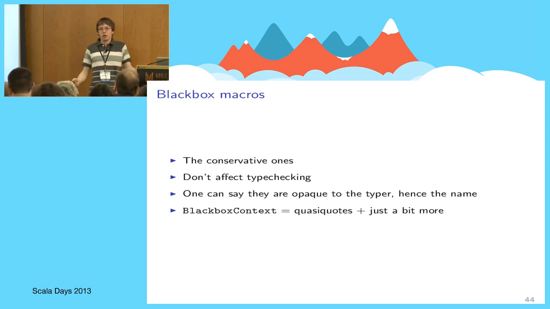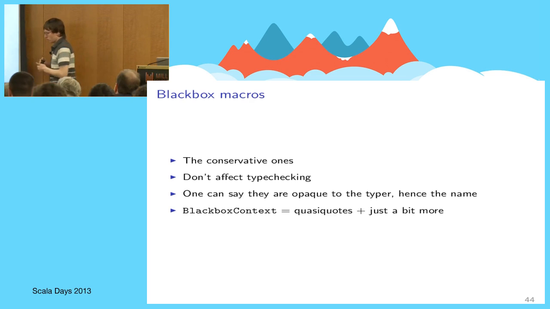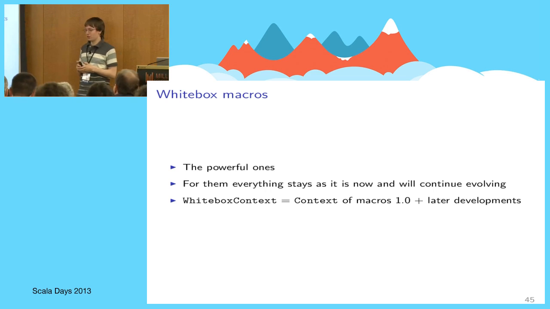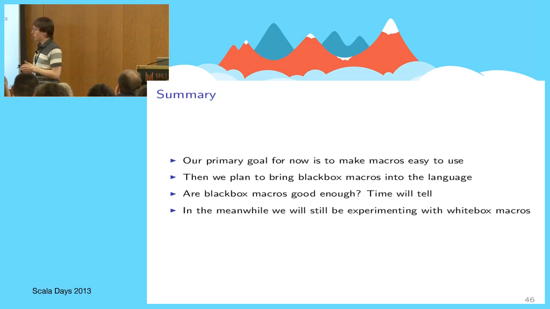And here you might ask, okay, why have I gone into a lot of detail about the cool stuff that macros can do, and now I say let's satisfy ourselves with the black box macros? Because there's the rest, the white box macros. They are not going anywhere. They're not going into the language spec right now, but they will hang around as experimental features. And that will allow us to experiment and to innovate a bit more. Well, that's all that there is to it.